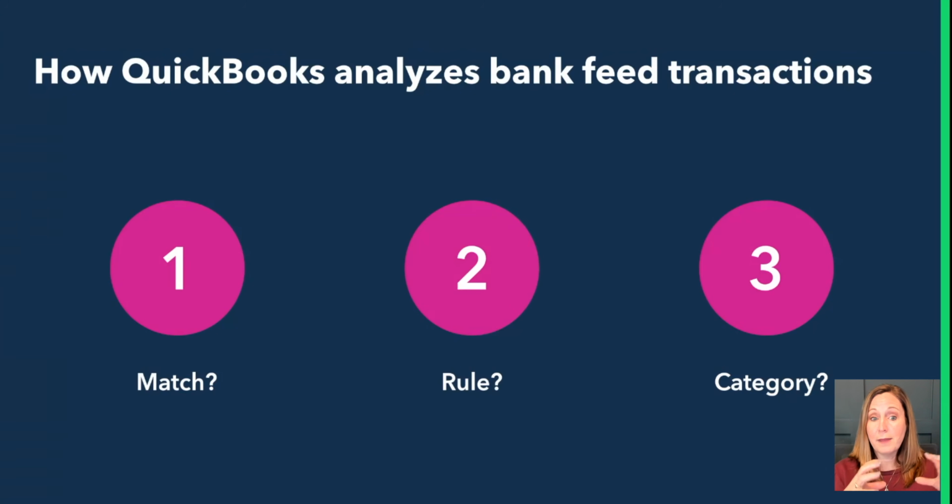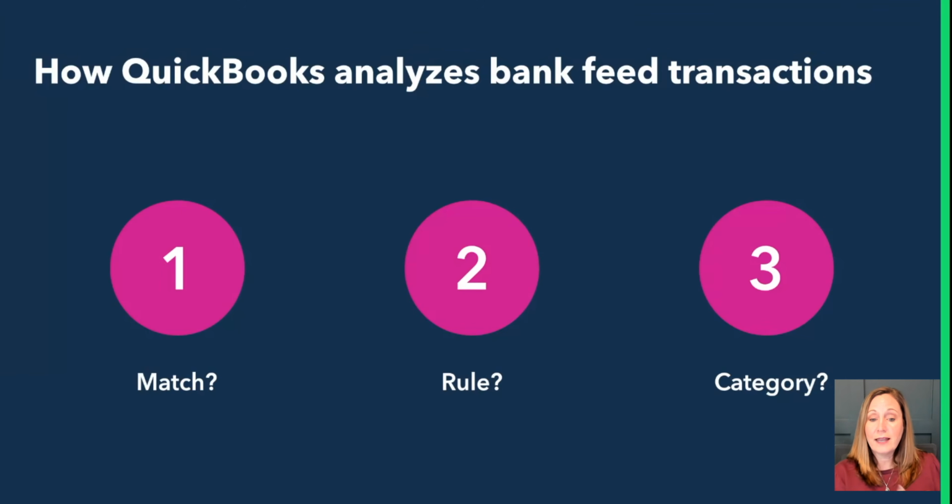Next, if there's not a match, it's going to look and see, is there a rule? QuickBooks will look at a list of rules that you have defined to determine if any of those apply to the transaction. So every time you see this transaction, do this. QuickBooks will only apply the rules if there's not a potential match. So first is match, then is a rule, and then last but not least, of course, is what category should be used for this customer or vendor.